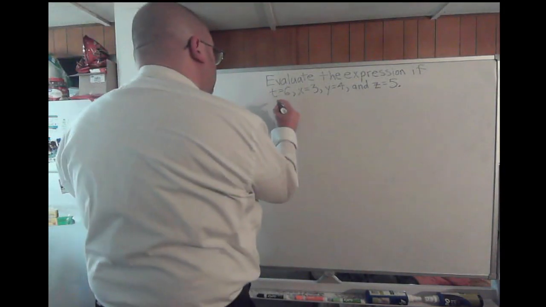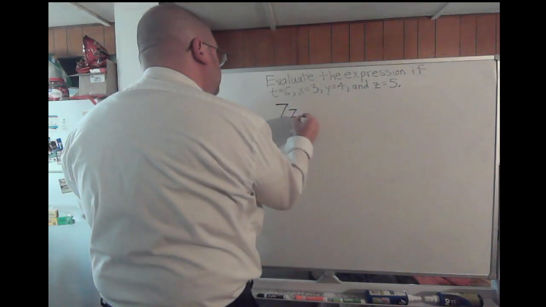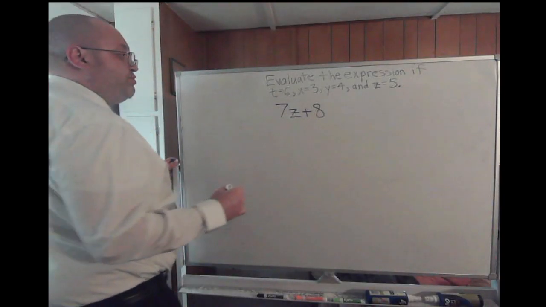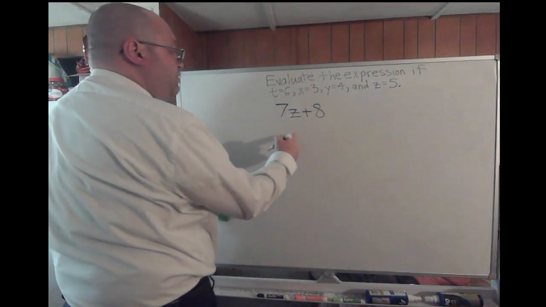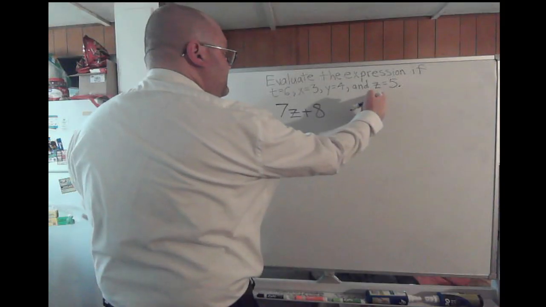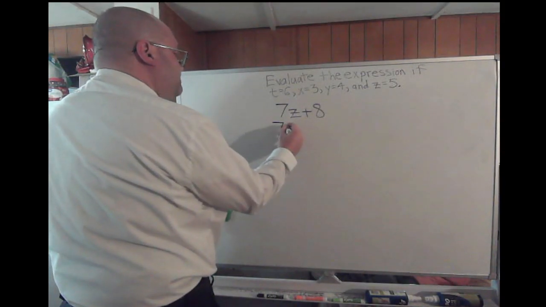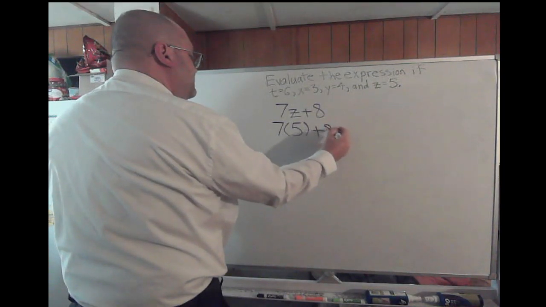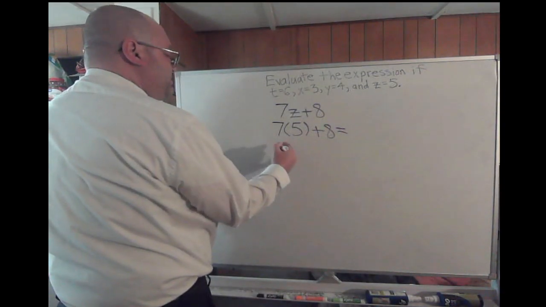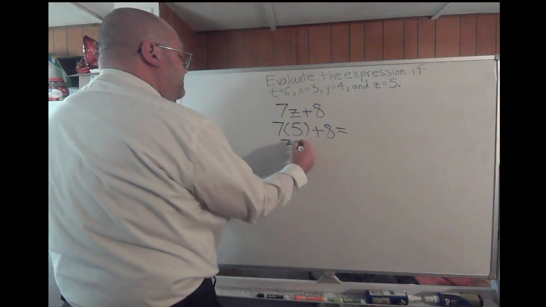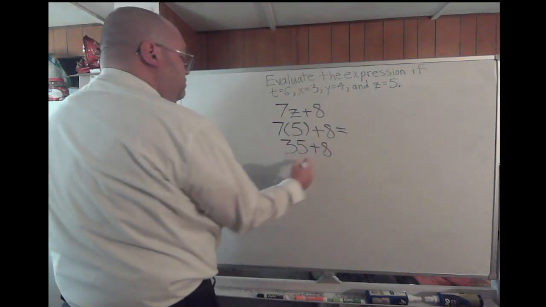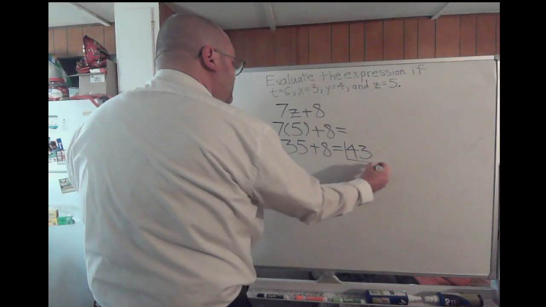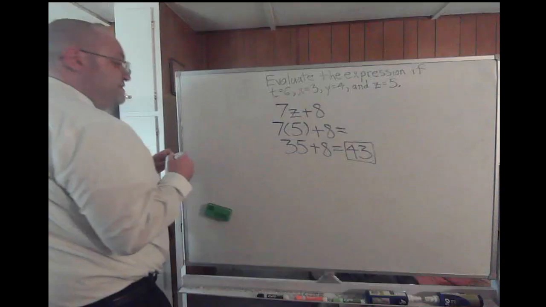Alright, let's see. We got 7z plus 8. So we're given the algebraic expression 7z plus 8. Well, the evaluation criteria tells us that z equals 5. So I'm going to substitute 5 in for where I see z. So I'll get 7 times 5 plus 8. Well, 7 times 5, that's 35. So you'll have 35 plus 8, which turns out would equal 43. So, yeah, 35 plus 8 is in fact 43.